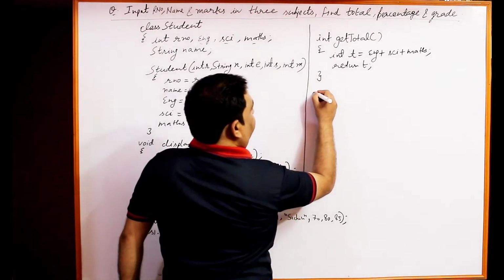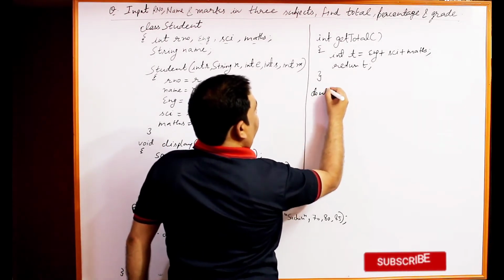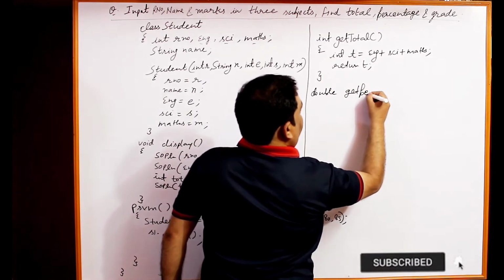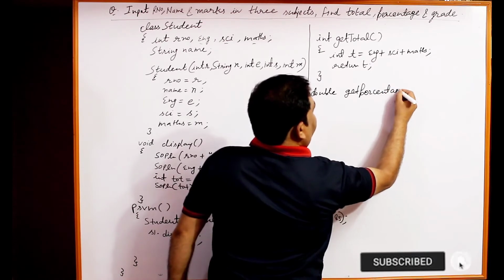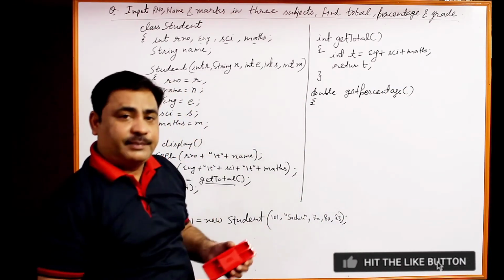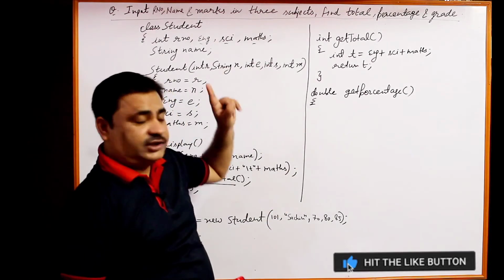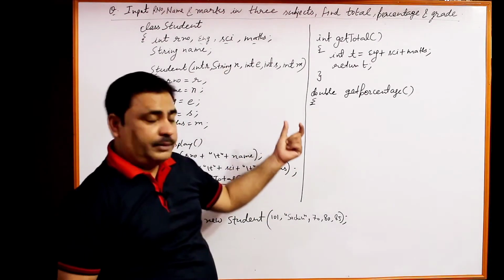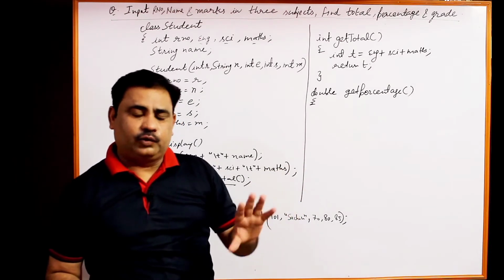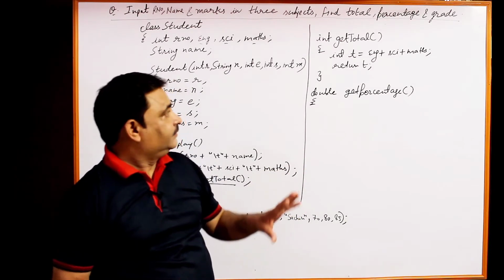I am making the function here, double is the return type, getPercentage is the name of the function. So how to calculate the percentage? I told you maximum marks for each subject is 100. So total marks divide by 300 into 100 is the formula to calculate the percentage.